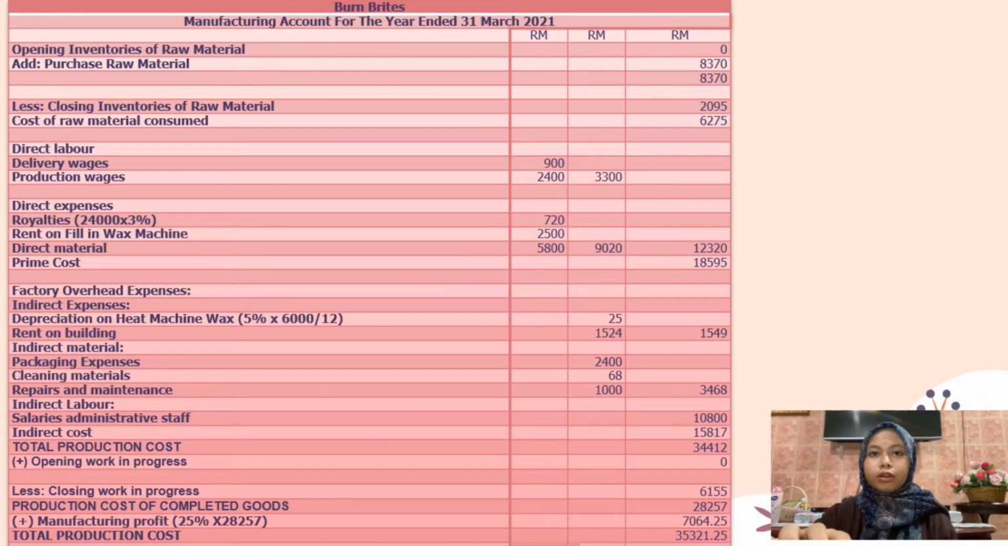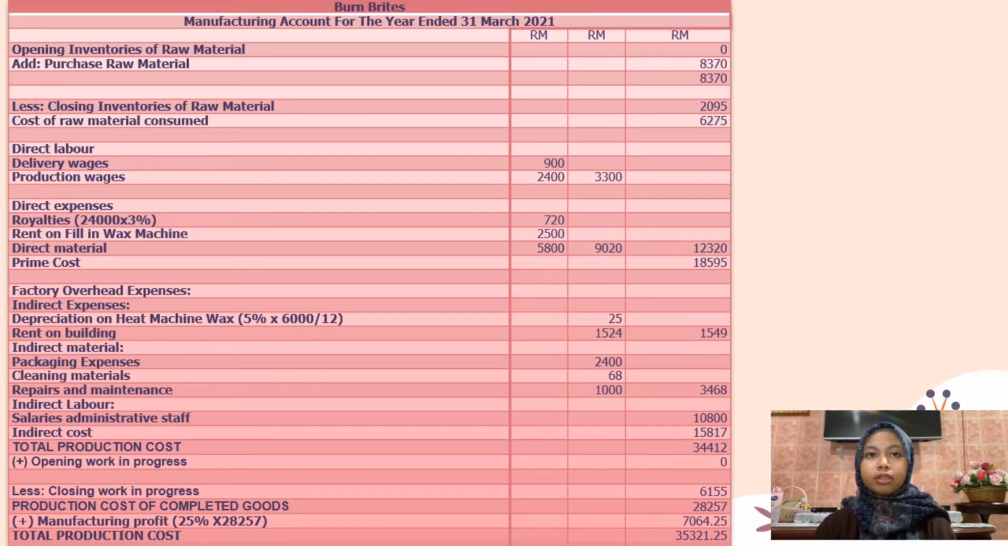So in our manufacturing account for the year ended 31st March 2021, we start with opening inventory, but we don't have any opening inventory of raw materials, so we add purchase of raw material and minus closing inventory of raw material, and after that we get our cost of raw material consumed, that is 6,275.